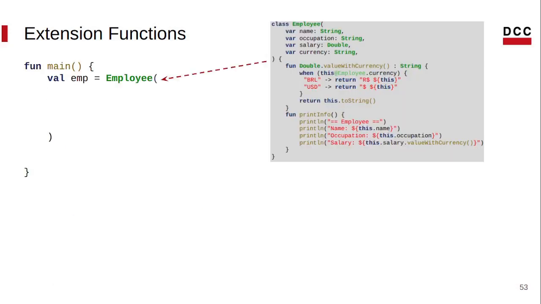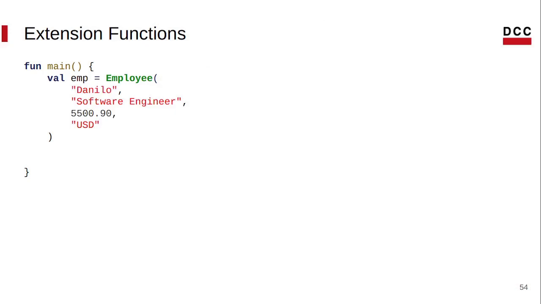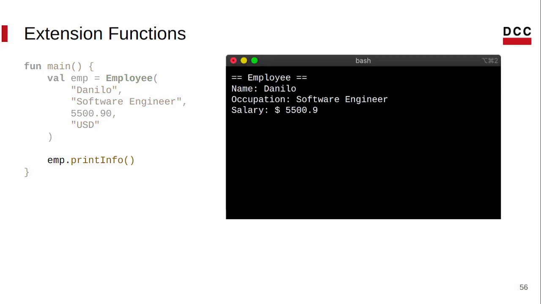To demonstrate how the code works, let's create an instance of the employee class in our main function. Let's initialize this instance with the following values. The name will be Danilo, the occupation will be software engineer, the salary will be 5,590, and the currency will be USD. If you call the printInfo method, we will get this output.